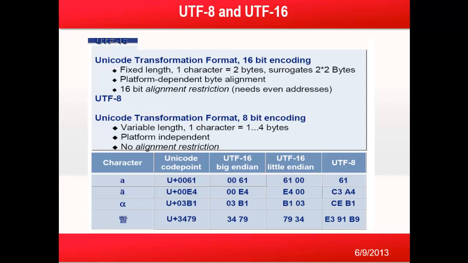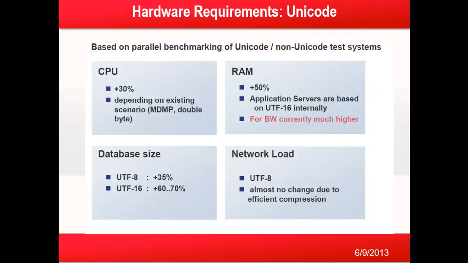Unicode Transformation Format, UTF-16 encoding: fixed length, 1 character is 2 bytes, surrogates are 2 times 2 bytes. Platform dependent byte alignment, 16-bit alignment restriction. Then you have UTF-8. Unicode Transformation Format is 8-bit encoding.